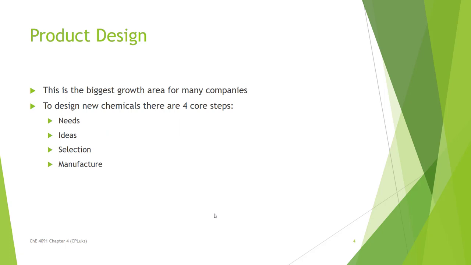When we want to talk about product design, though, as opposed to process design, this is going to be really a big growth area. Now, what we want to do is we need to figure out, first of all, what are the needs for this product that we are envisioning. We need to generate ideas, we need a selection process, and then we'll move to the manufacturing process.